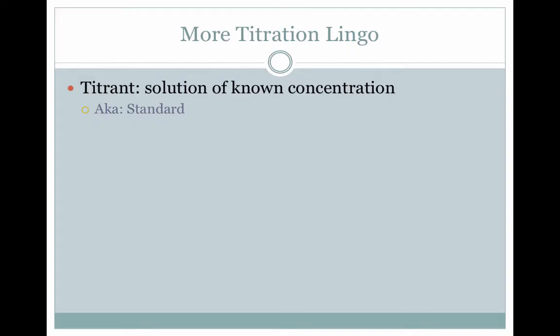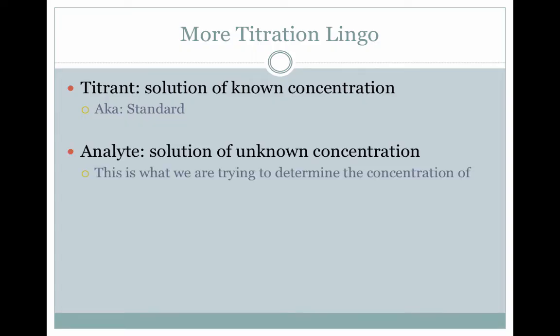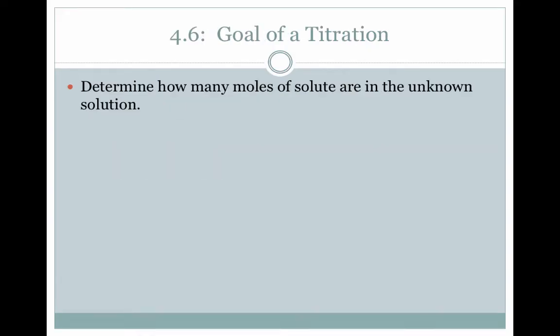Some more titration lingo. First, we have the titrant. This is the solution of known concentration. It's often also known as the standard. Usually this will go in the burette for a titration. Then we have the analyte. The analyte is the solution of unknown concentration. As the name implies, this is the solution we're analyzing to determine the concentration. As we mentioned before, the goal of a titration is to determine how many moles of solute are in the unknown solution. We can use volumes to convert between moles and concentrations.